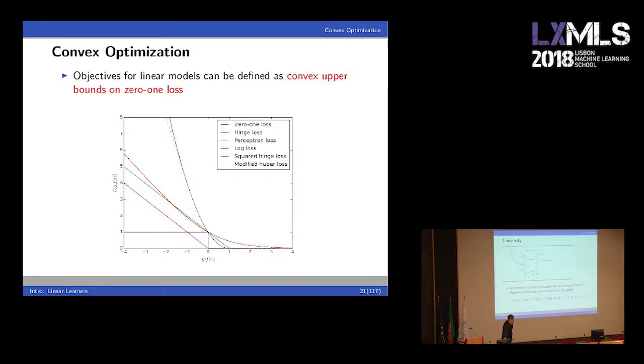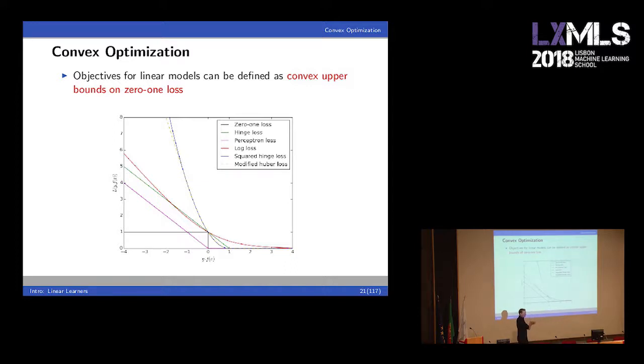So this is why, in multiclass or binary classification, we are looking at convex upper bounds on the 0-1 loss. All of these convex upper bounds here are called, this green one is called hinge loss, this one is the perceptron loss, and this one the log loss, the red one.